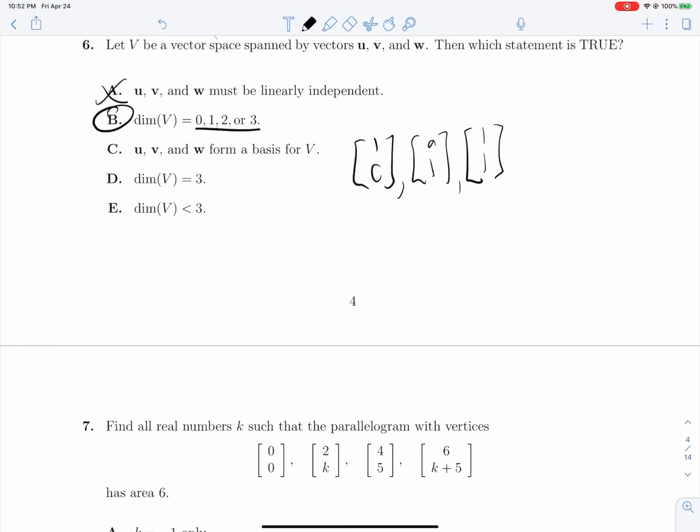What about C? U, V, and W form a basis for V. Not necessarily. Just like we saw here, these three vectors span R2, but this one is completely redundant.